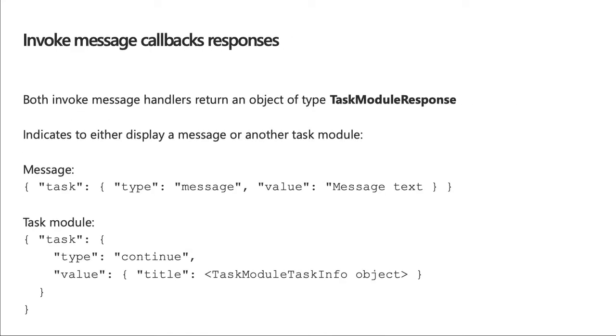Both these methods return an object of type task module response, and this object is going to tell Microsoft Teams to either display the message as a type of message or to display another task module with a type of continue. The details of the response, either a message or a task module, are included in the type property of the returned object. For example, the following response from either of the two handlers is to display a message.